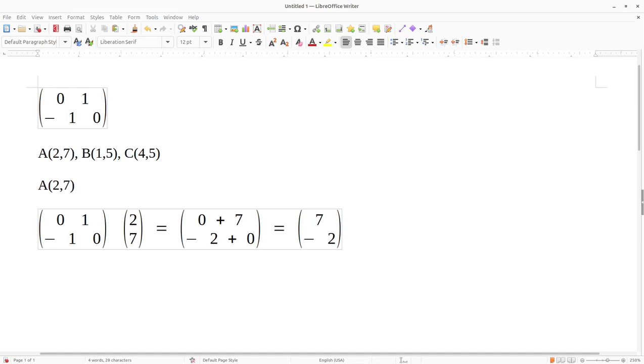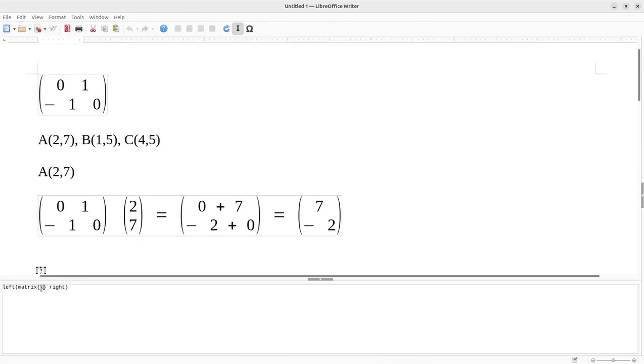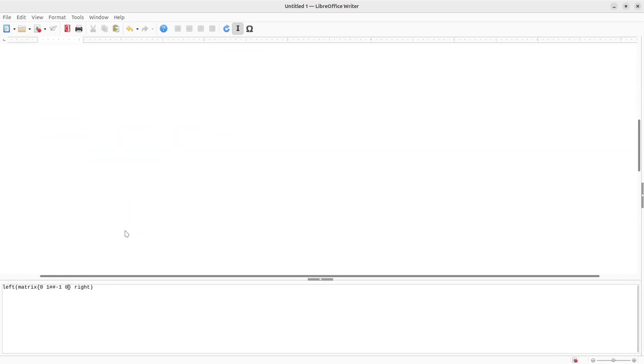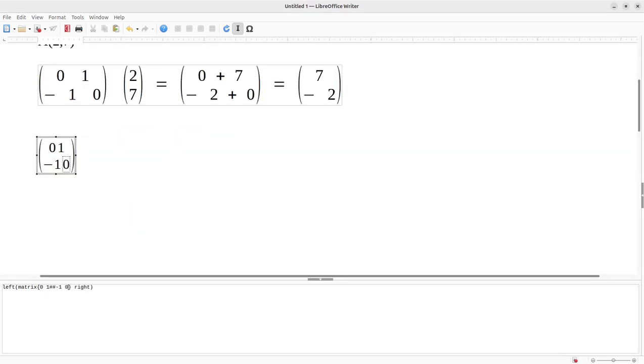Now in the interest of time, you can combine all three coordinates as column vectors, just like this. You are first going to write your matrix here. Let's first write the matrix. So that was 0 and 1, and then the negative 1 and 0, like that. That's the matrix that we were given.